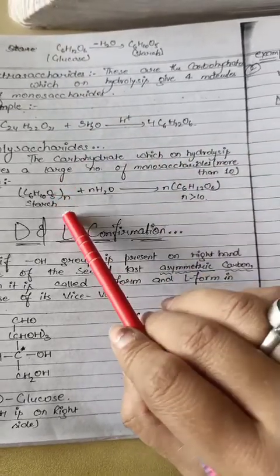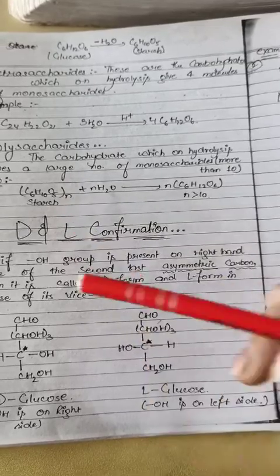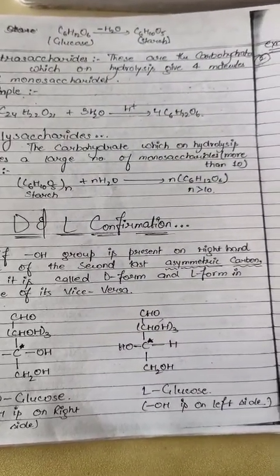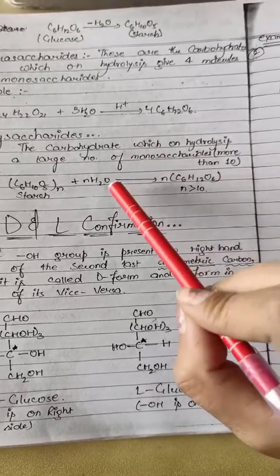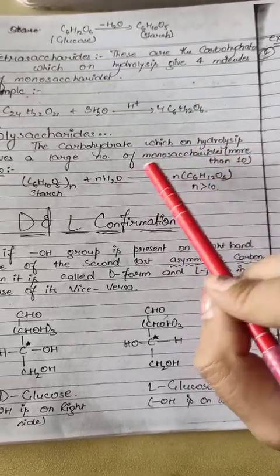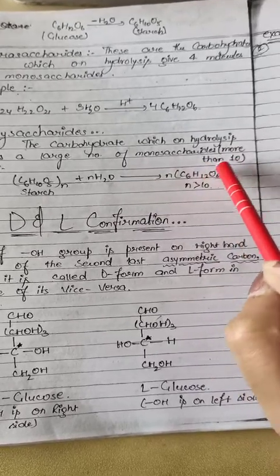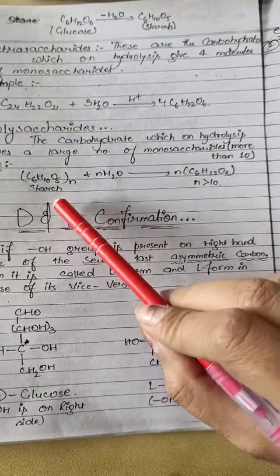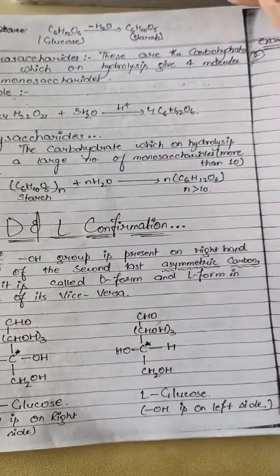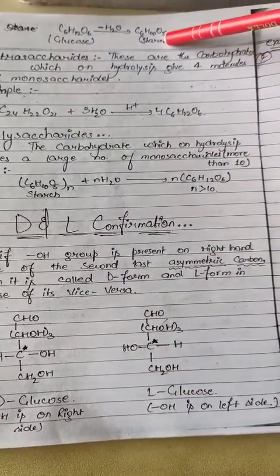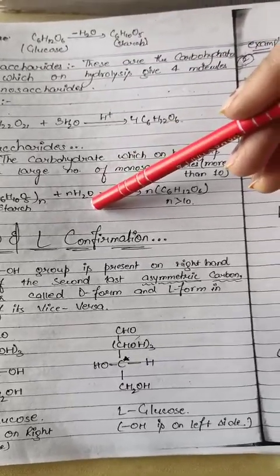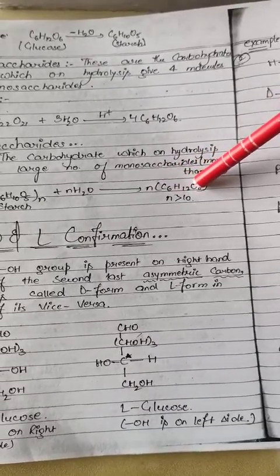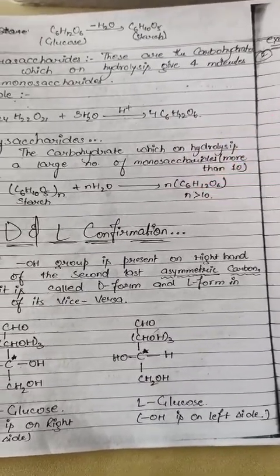Now next is polysaccharides. In polysaccharides there is a larger number, more than 4. If it is more than 4, then we can say it is a polysaccharide. So the carbohydrates which on hydrolysis give a large number of monosaccharides, more than 10. Starch is coming here. Starch formula is (C6H10O5)n, which we have studied on the upper side also. With n molecules of water, it forms nC6H12O6, and n is greater than 10.